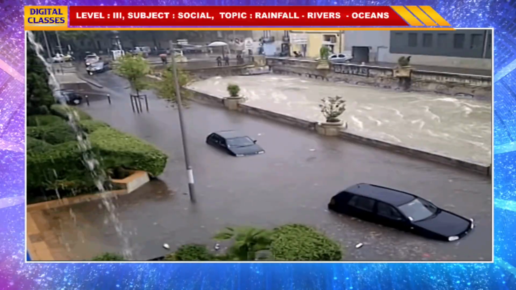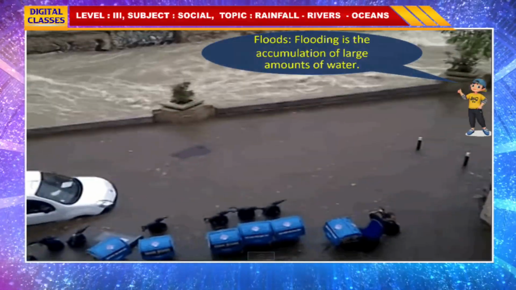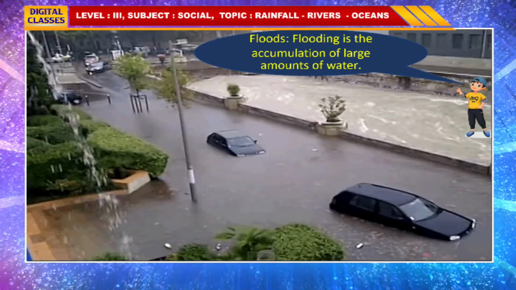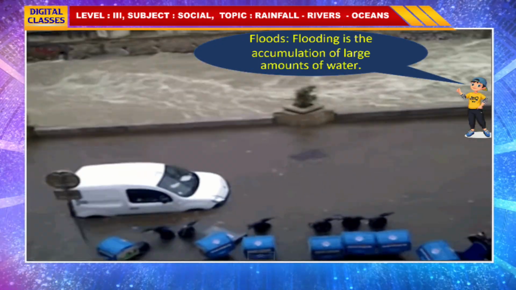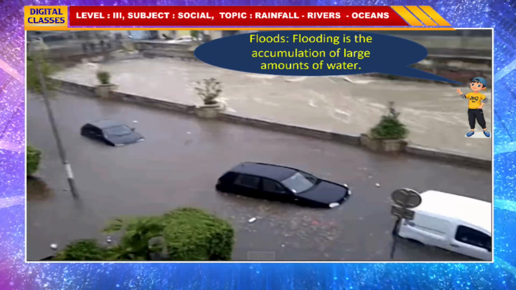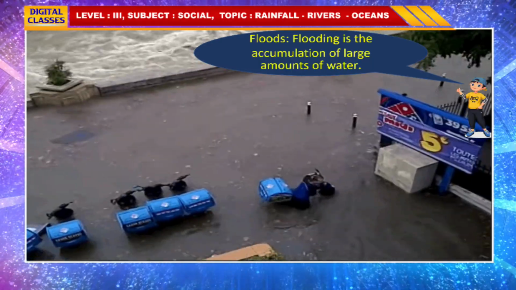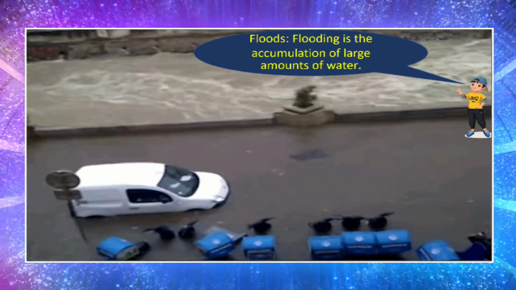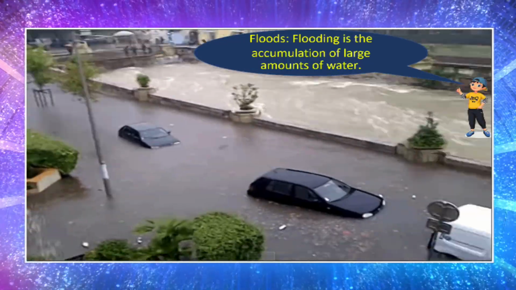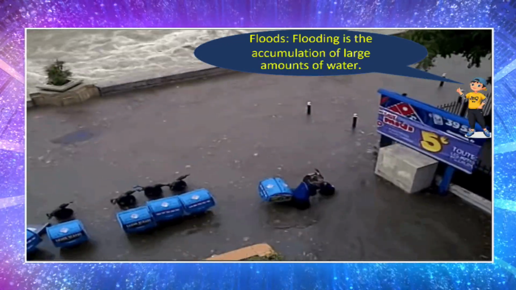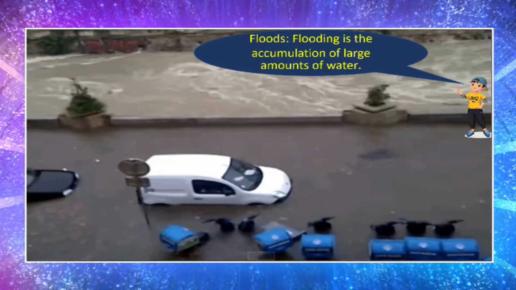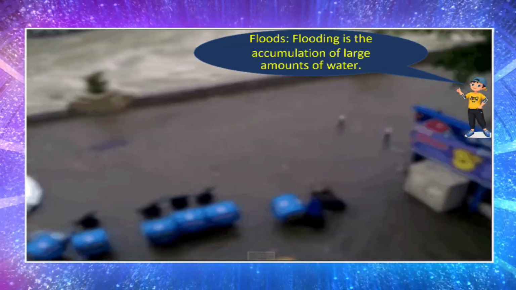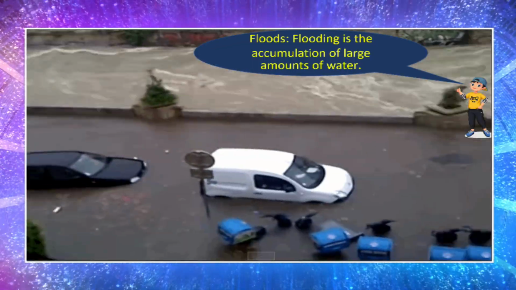Now children, when it rains heavily, the water will cross the river and come into human habitation, and this is called a flood. Flood is the accumulation of large amounts of water. Floods have become a major problem in India in recent years. Some part or the other is flooded every year during the rainy season, and this causes severe damage to people, crops and livestock.